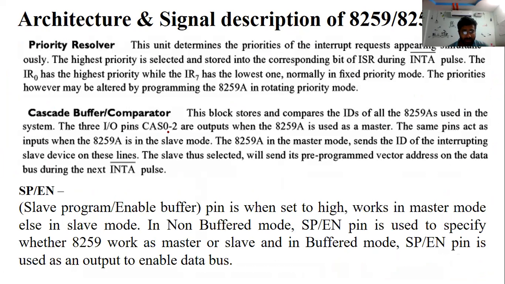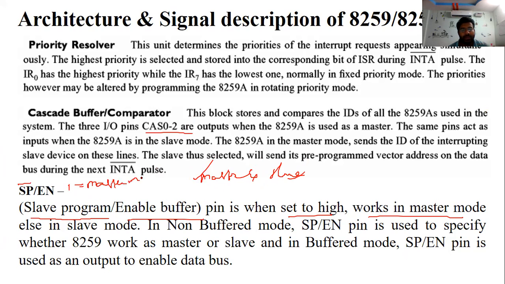Then the cascade buffer. You know that by using the cascade buffer, you have the master and slave pins. Then there is the slave program and enable buffer. Whenever in cascading mode, it works as a master and slave. Whenever this SP bar is equal to 1, the master is working, otherwise the slave is working. So if this pin is 1, it works in master mode. This pin is useful in cascading. If it is 0, it is slave mode.